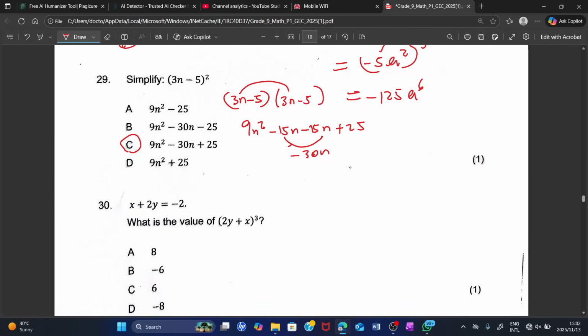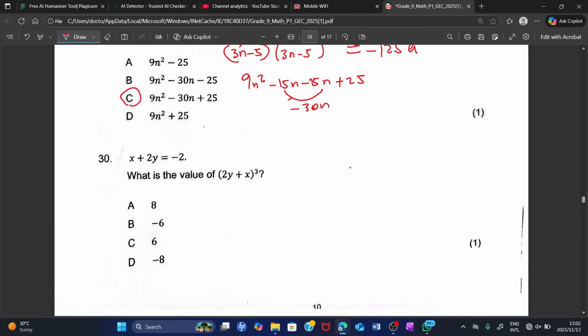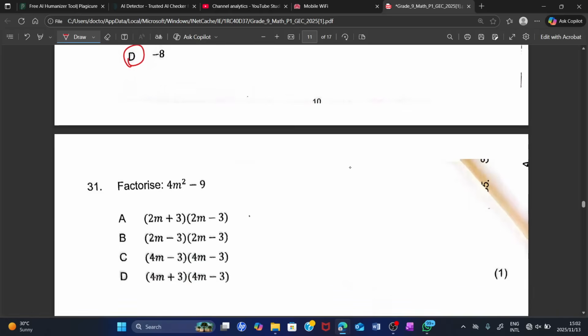What is the value of this? So what do you do, class? You press your calculator, you open the bracket, and then you solve. So you say minus 2 cubed. So the answer is minus 8. That is D, because this thing is the same here. Okay, let us factorize.